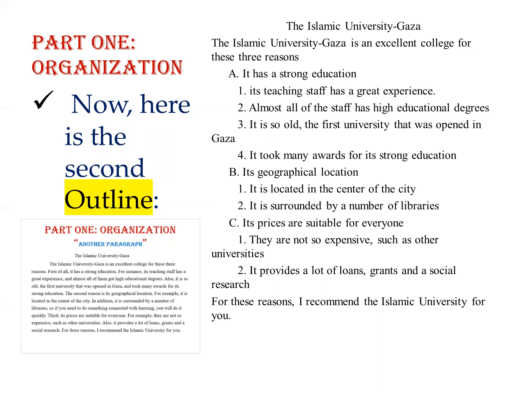Then I put my examples. Located in the center of the city, its prices are suitable for everyone. It is surrounded by a number of libraries. And then I put my third reason, which is its prices are suitable for everyone. And I said, my examples, they are not so expensive, such as other universities. It provides a lot of loans, grants, and social research. After that, I'll finish my outline by putting my concluding sentence. For these reasons, I recommend the Islamic University for you.